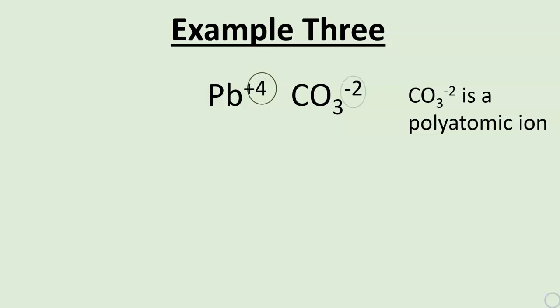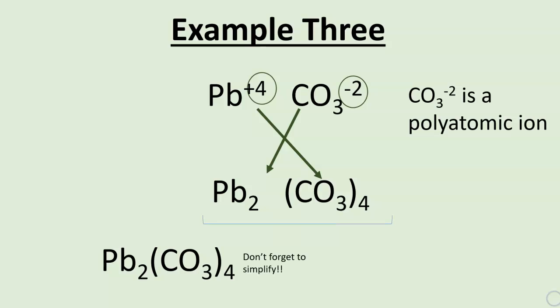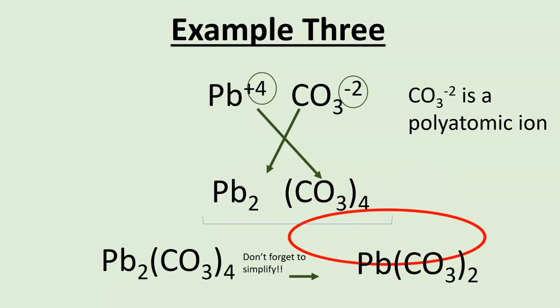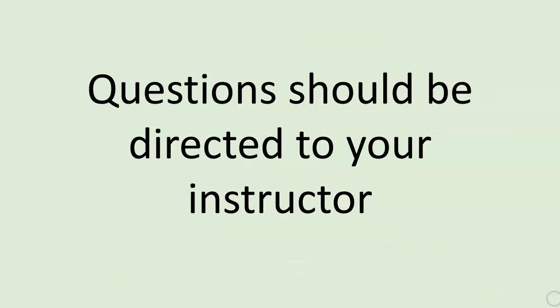So our lead has a positive 4 charge, our CO3 has a negative 2 charge. So we're going to cross those over just like we have been the whole time. And now we have Pb2 and we have CO3 4, right? So Pb2, CO3 4. Now this one can be simplified. We don't want to forget to simplify it because it is incorrect if it's not simplified. So our final answer is going to be Pb(CO3)2. And again, we are using those parentheses because we're showing that there are 2 of those CO3s.